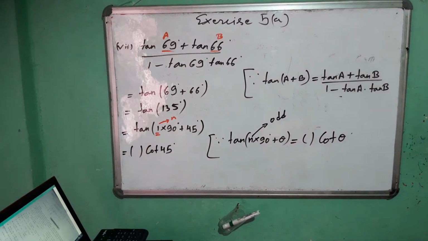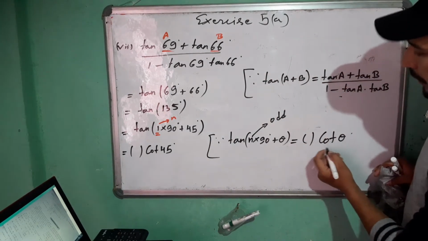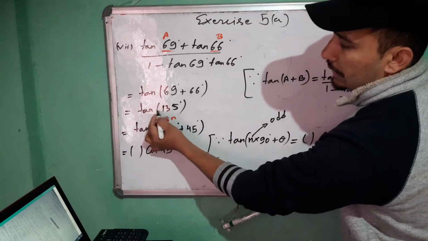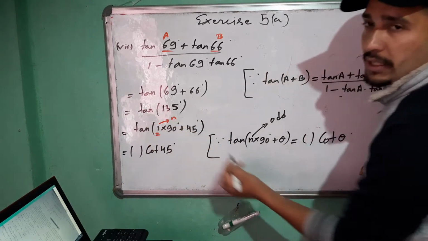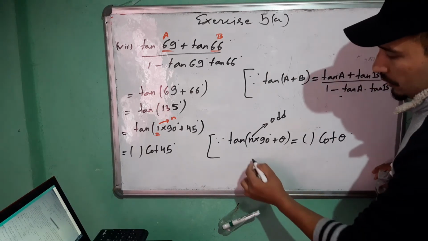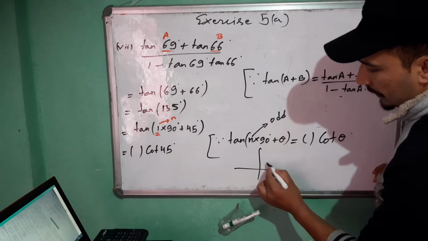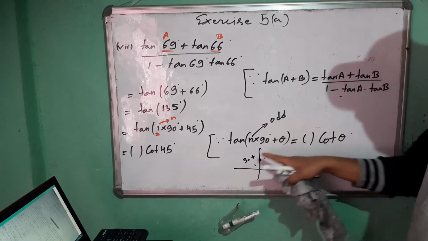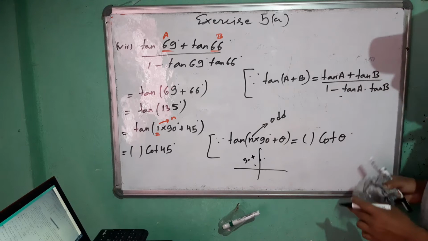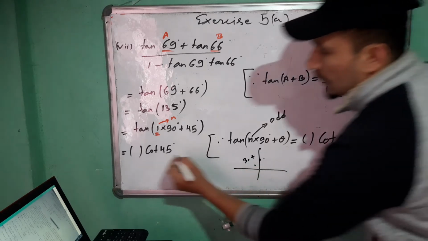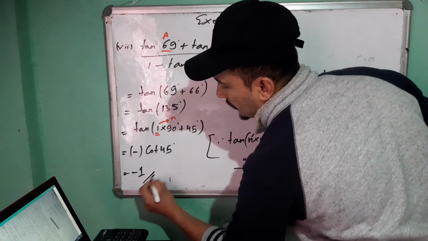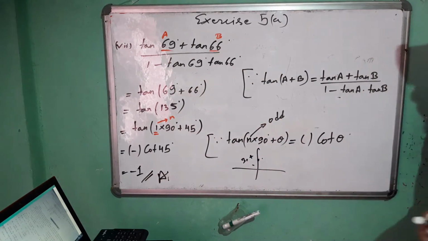Okay, so this is the formula, and the sign is decided by the quadrant. You have to see in which quadrant tan 135 degree occurs. 90 plus 45 is in the second quadrant. In the second quadrant, the tan function is negative, so here you have to put a minus sign. So minus tan 45 degree, which is 1. This is your answer.